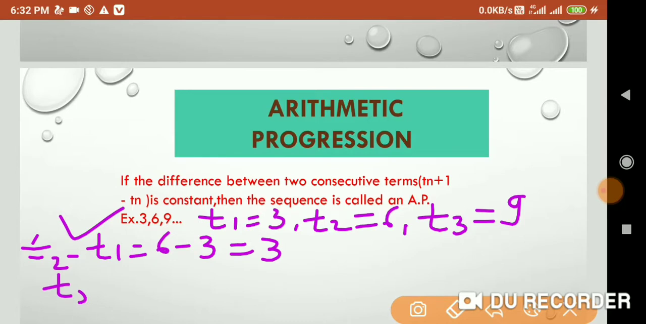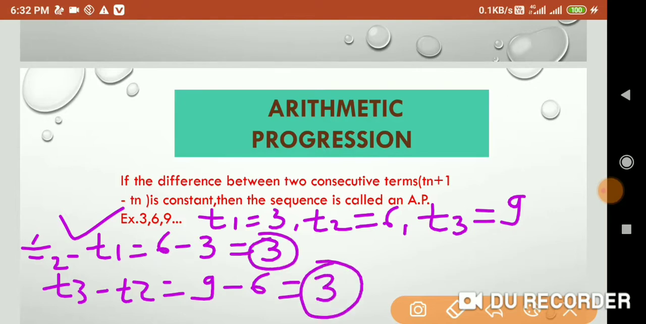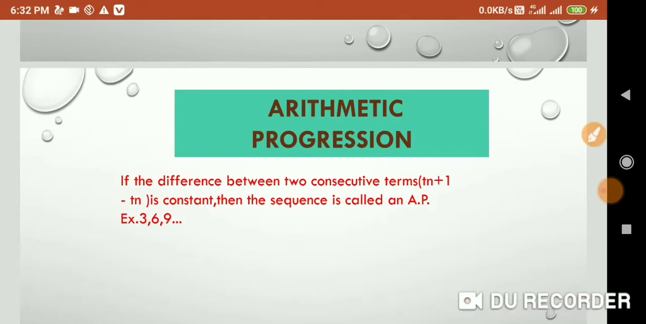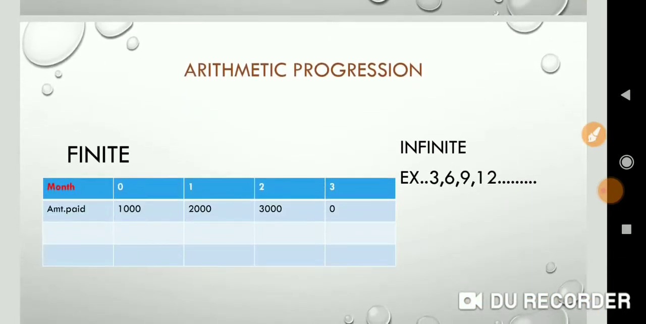Then T3 minus T2, T3 is equal to what? The third term is 9, therefore 9 minus the second term, 6. 9 minus 6 is equal to 3. Here the common difference D is constant, therefore this series is an example of AP. Understand, student?